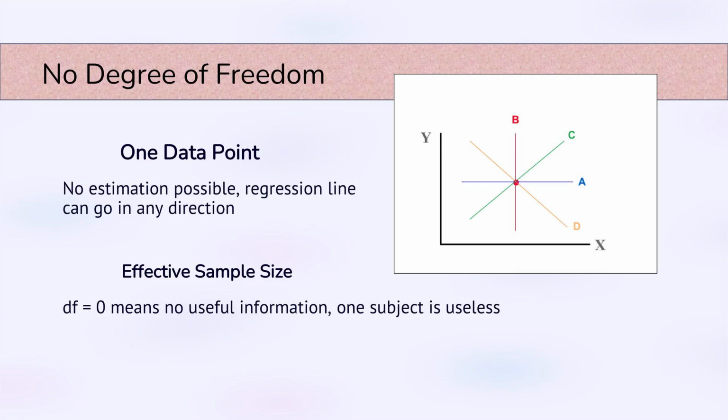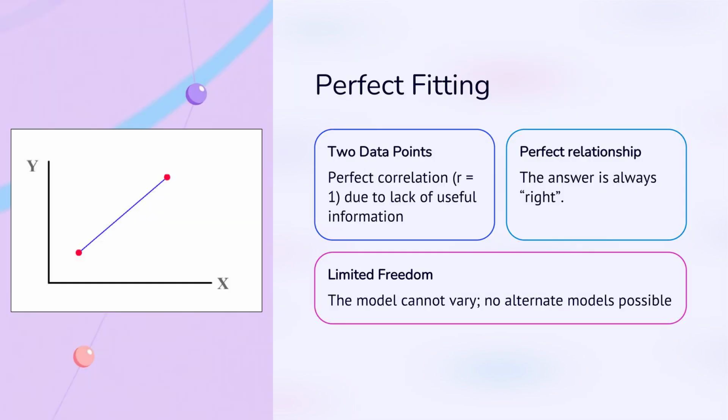The effective sample size is smaller than the actual sample size when DF is taken into account. In order to plot a regression line, one must have at least two data points as indicated in this figure. In this case, there is one degree of freedom for estimation, n minus 1 equals 1, where n equals 2. When there are two data points only, one can always join them to be a straight regression line and get a perfect correlation, r equals 1 or 100%. This perfect fit results from the lack of useful information. Since the data do not have much freedom to vary, no alternate models could be explored.